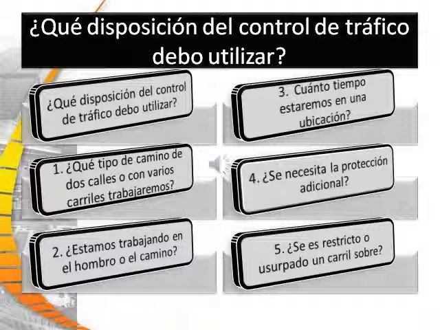Answer these 5 questions, criteria for proper traffic control. What type of road, two-lane or multi-lane, will we be working? Are we working the shoulder or roadway? How long will we be at the location? Is extra protection needed? Is a lane being restricted or encroached upon?